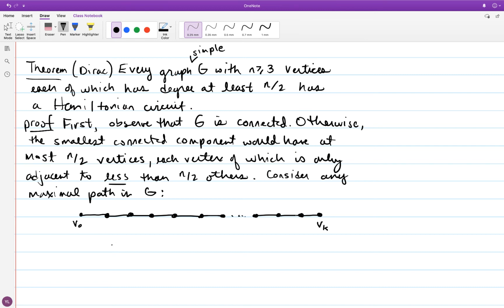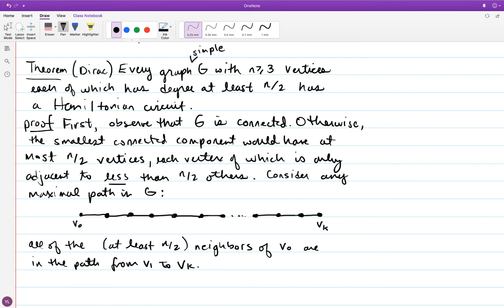Okay, now because this path is maximal, all of the neighbors of V naught, that is all of the adjacent vertices to V naught, must be included in the path. So I'm going to use the term neighbors for adjacent vertices. The neighbors of V naught are the vertices in the graph that are adjacent to V naught, that is the other vertices in the graph that have an edge connecting to V naught.